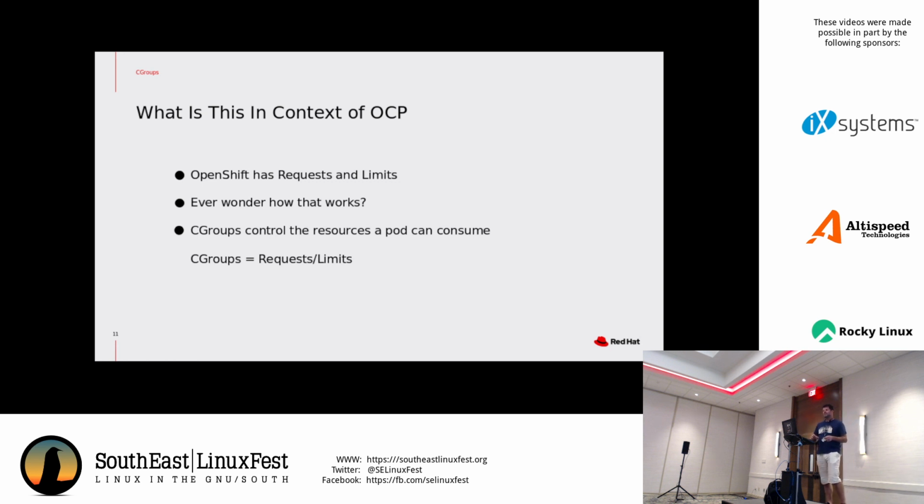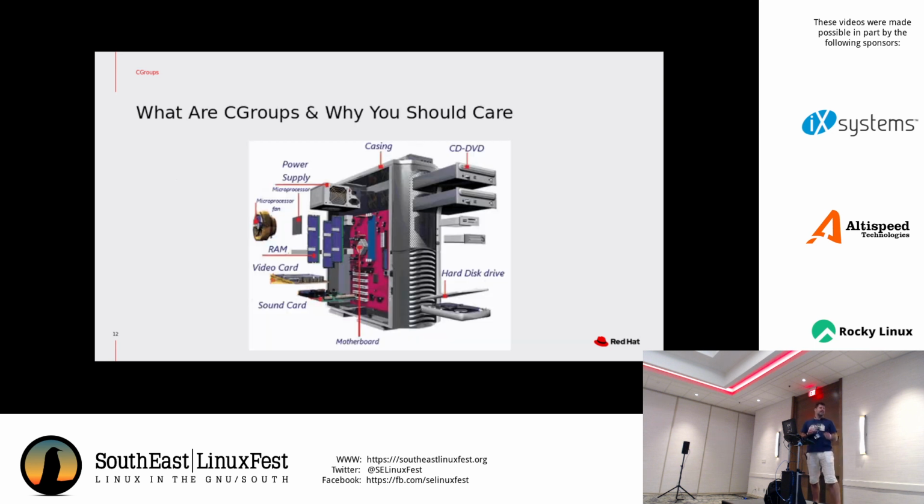So cgroups actually control access to hardware, not just hard drives. And in an orchestration context, cgroups are these requests and limits. So that's what's happening here. So why should you care?